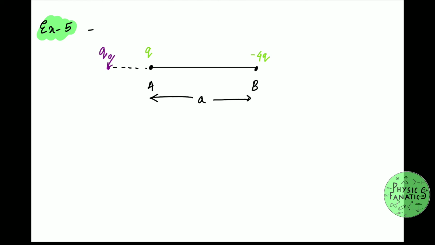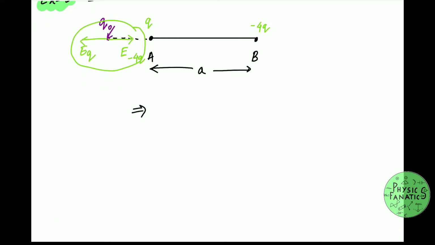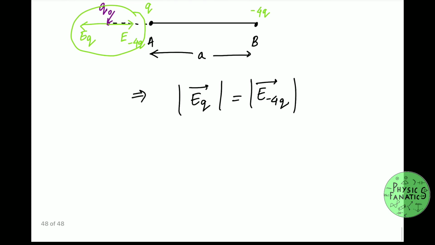The moment I place it, what is going to happen? This q naught is going to experience a force, or I'll call it electric field, because of q, and it is also going to experience electric field because of minus 4q. Both the electric fields are going to be equal but in opposite direction, so that is according to our assumption. All we have to do is put the values. Electric field because of q will be equal to electric field because of minus 4q. I hope that is understandable, and all you have to do is put the values.